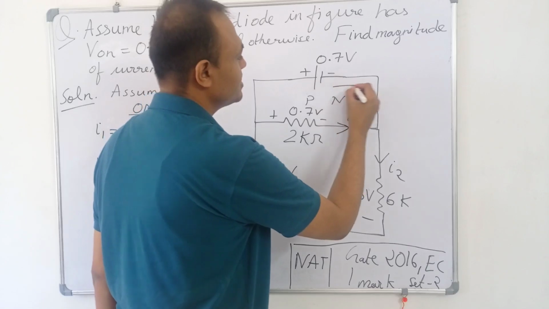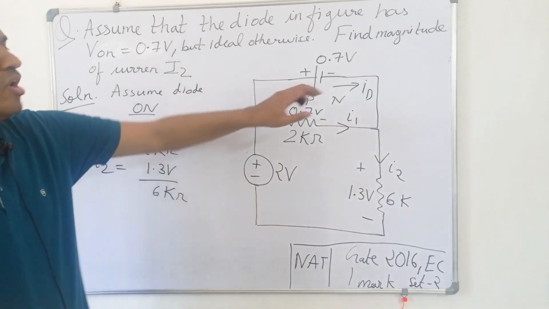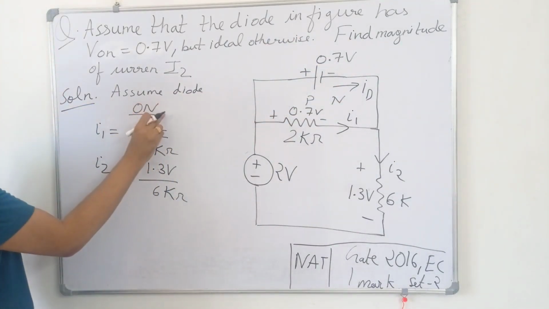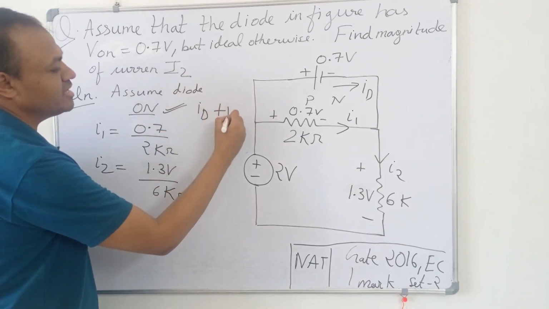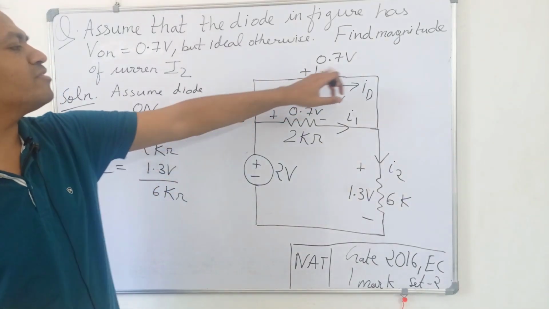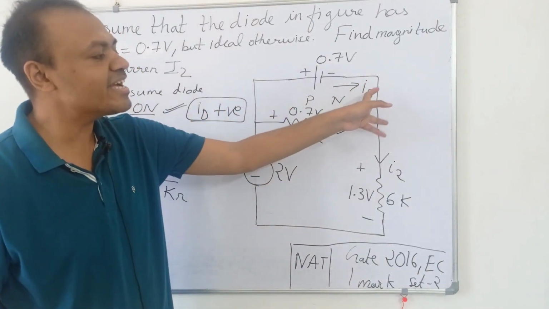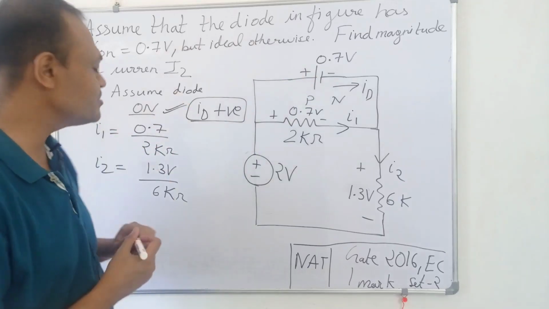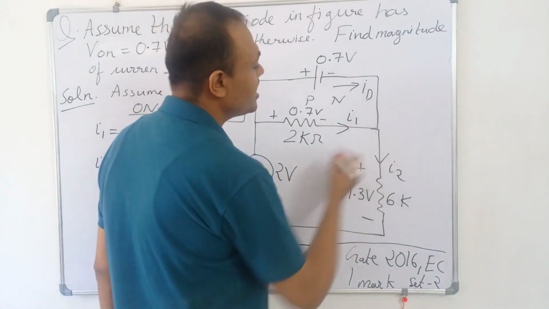Now let's suppose the current through the diode is ID. We have assumed that the diode is on. If this assumption is true, then ID must be positive, because in a forward bias diode the current flows from positive to negative. If this diode is really on, then this ID should be positive. If this ID comes to be negative, then it means that our assumption is wrong. So this is I1, this is ID.